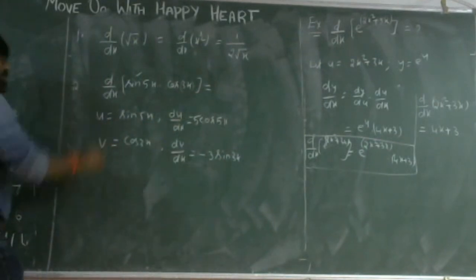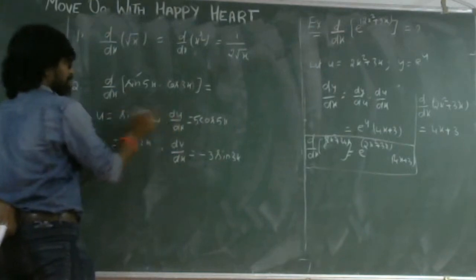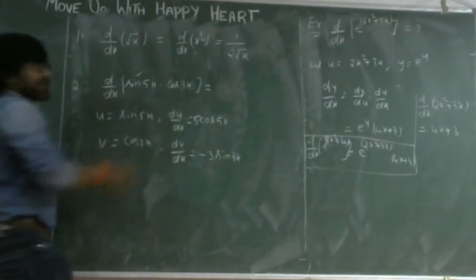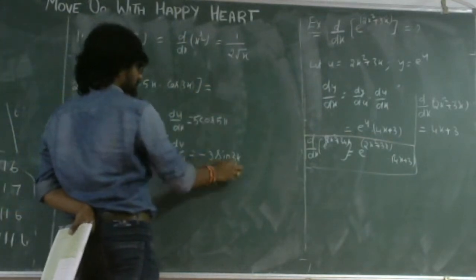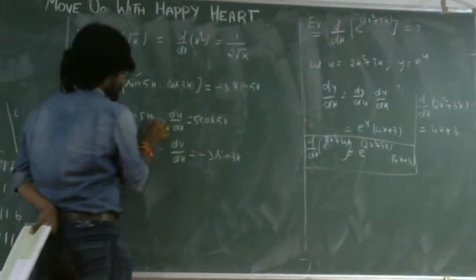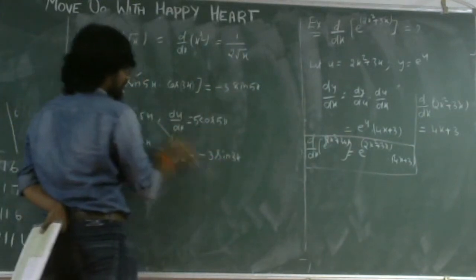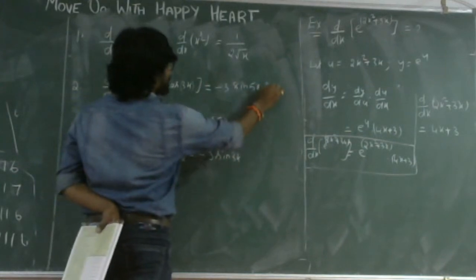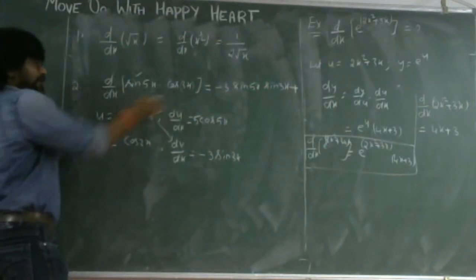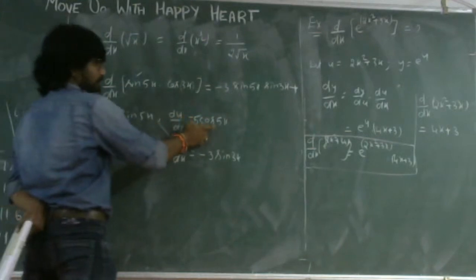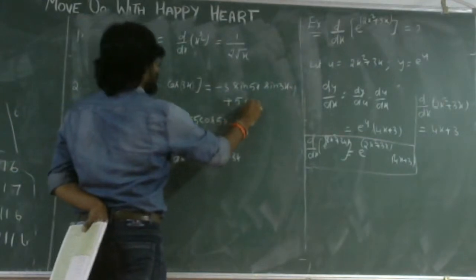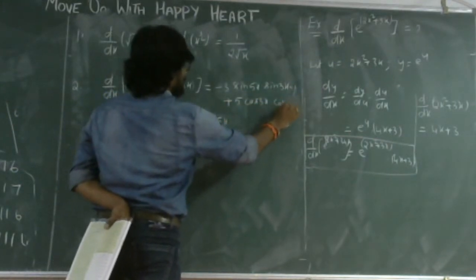So now write the formula, then substitute. What is that? u into dv by dx plus v into du by dx. Cross multiply. So u is sin 5x into minus 3 sin 3x, so you can write directly minus 3 sin 5x into sin 3x. Next, plus the cross multiplication of v into du by dx: v, cos 3x, into 5 cos 5x. So we get plus 5 cos 3x into cos 5x.